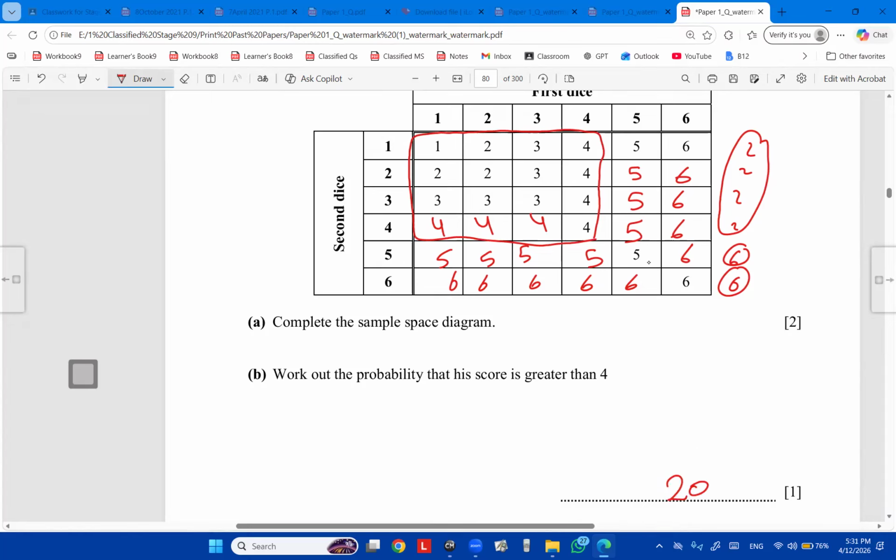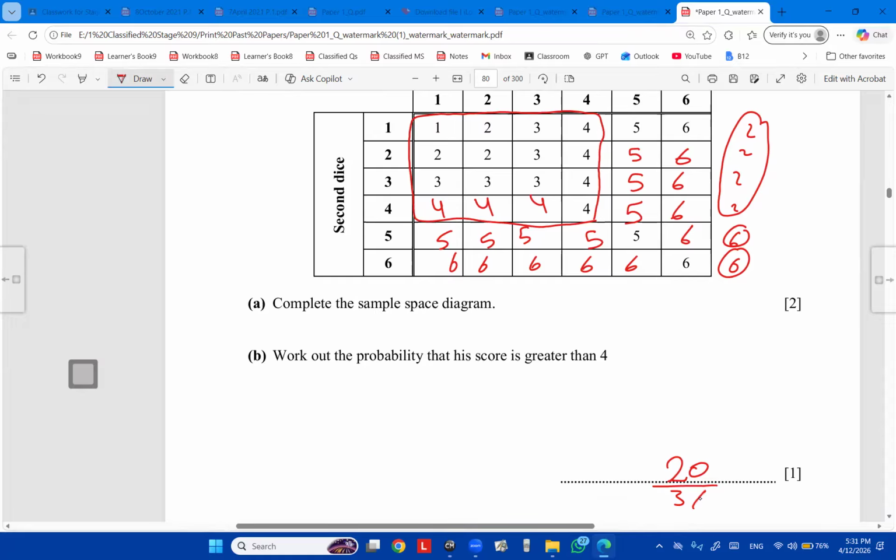So 20 scores are higher than 4. Oh, but mister, if you write this, it's going to be wrong. They want from you the probability. So it's 20 out of 36 numbers. 20 out of 36 is accepted. You put it in the simplest form, divide here by 4 is going to give you exactly 5. Divide here by 4 is going to give you exactly 9. 5 over 9 also is accepted.